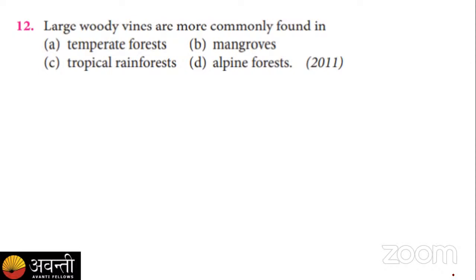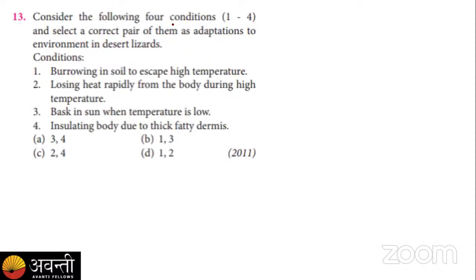Okay, so as everyone has given their answer, yes, the answer is tropical rainforest again, because we are talking about the largest woody vines. They can only be found when adequate amounts of nutrients and the right environment are present. Now we are moving towards the next question.